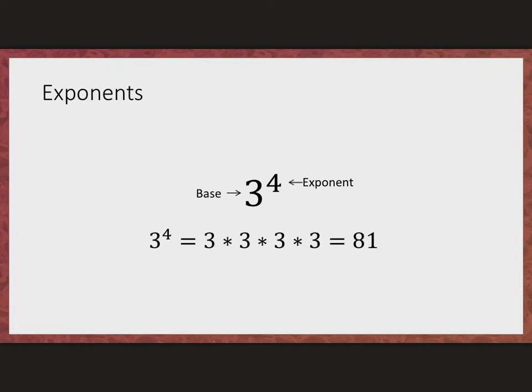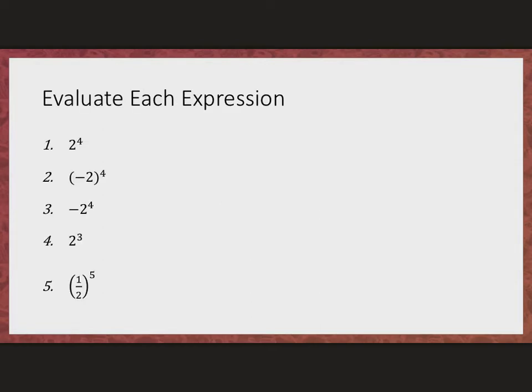When the exponent is a positive whole number, exponentiation corresponds to repeated multiplication of the base. That is, 3 to the fourth is the product of multiplying 4 3's together. Let's take a moment to evaluate some expressions with exponents in them.